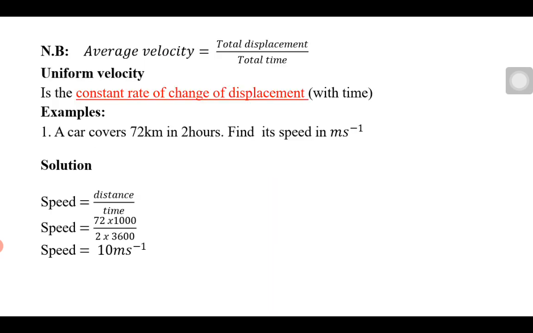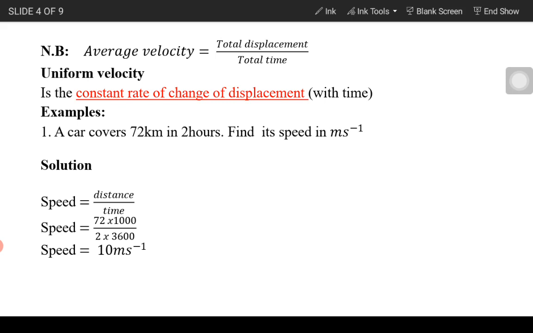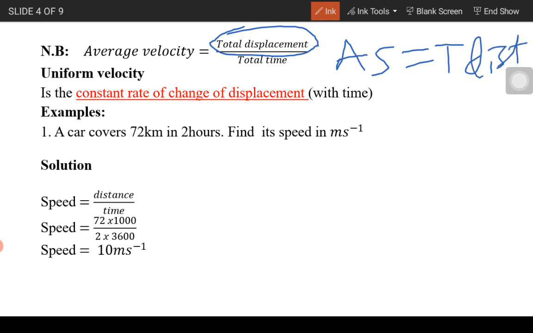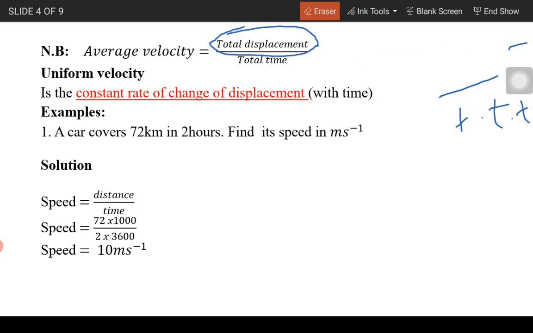So average velocity, like we looked at average speed, is total displacement divided by total time. Remember, the average speed was total distance, because for speed we look at distance, divided by total time taken. So we must also look at that and note it such that we can get the difference.